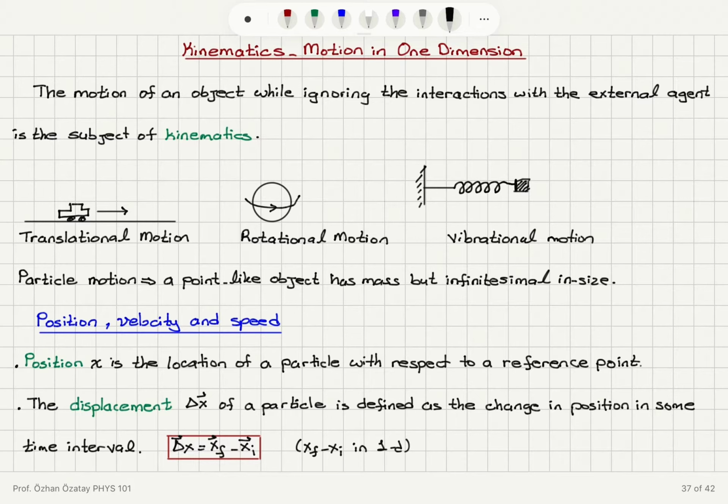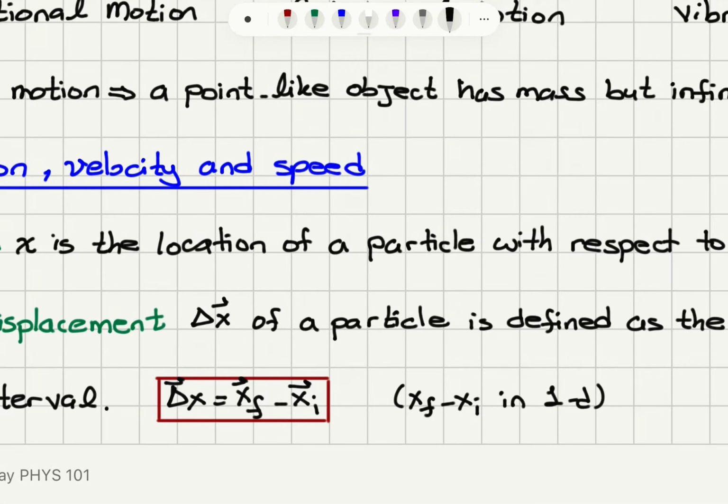We have to define a few important physical quantities. The first one is position. Position we show with x or r, and it is the location of a particle with respect to a reference point. And the displacement, on the other hand, of a particle is defined as the change in position in some time interval delta t.